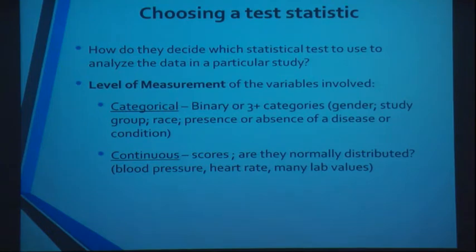Okay, the other type of variable is continuous. Okay, so these would be scores. And what we care about most in selecting an analysis is, are those scores normally distributed? In other words, are most of the scores in the middle with few scores in the tail, that bell-shaped curve? All right, so some examples here: blood pressure, heart rate, lab values, weight, height, all of those would be continuous variables. And so the level of measurement will determine which test you choose.